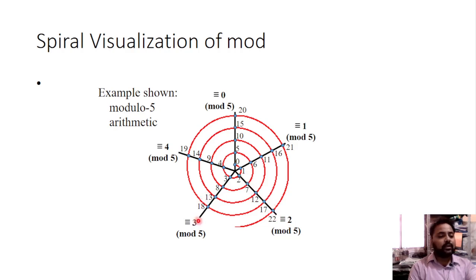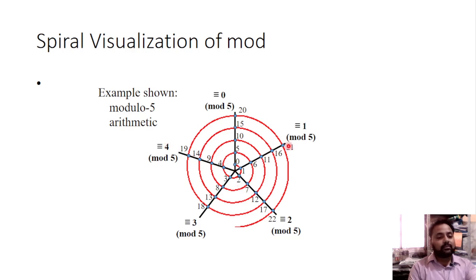Same here, 5 divides 18 for the remainder 3, 5 divides 13 for the remainder 3, 5 divides 8 for the remainder 3, 5 divides 3 for the remainder 3. Same here, 5 divides 19 for the remainder 4, 5 divides 14 for the remainder 4, 5 divides 9 for the remainder 4, 5 divides 4 for the remainder 4.